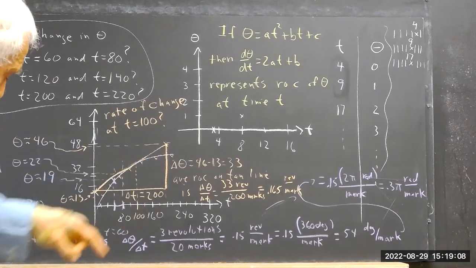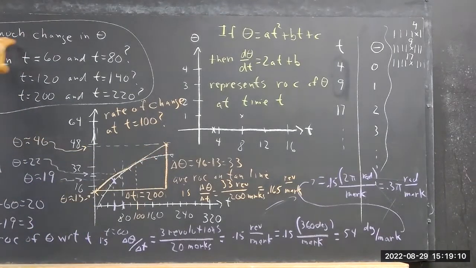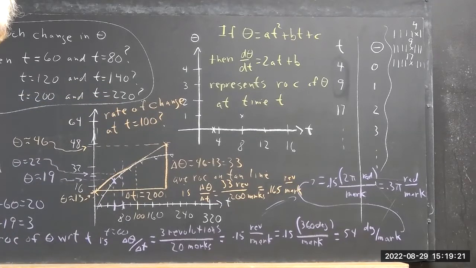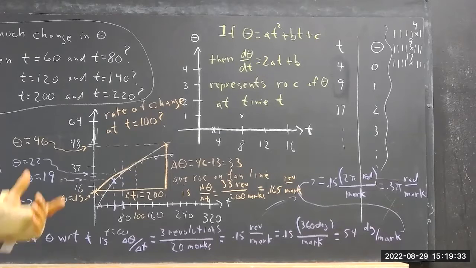Just with this graph, I asked the question, how much change in theta between t = 60 and t = 80? Between t equals 120 and t equals 140, between t equals 200 and 220. Well, in some detail, I went to the t interval 60, 80, the closed interval 60, 80. Now that's notation that should be familiar to you from pre-calculus and even before, but that means the time interval from 60 to 80 cycles of the pendulum.